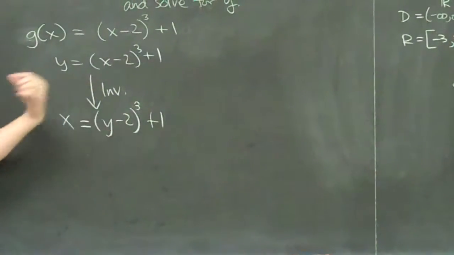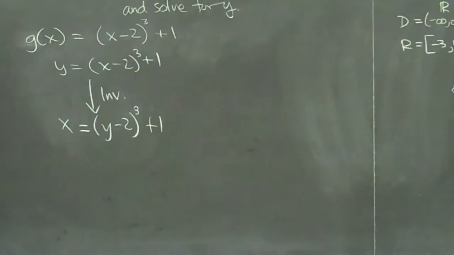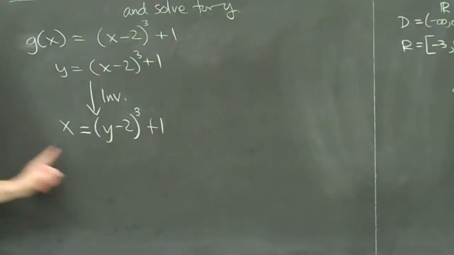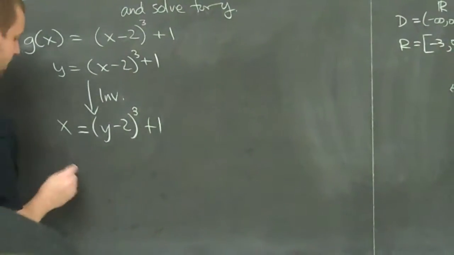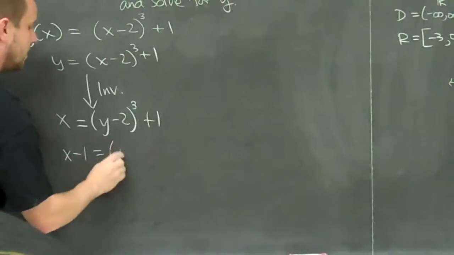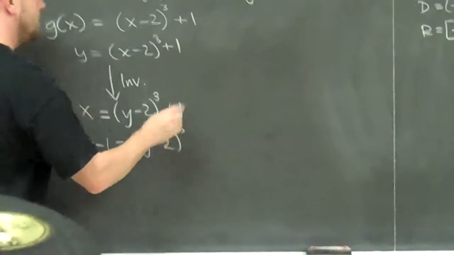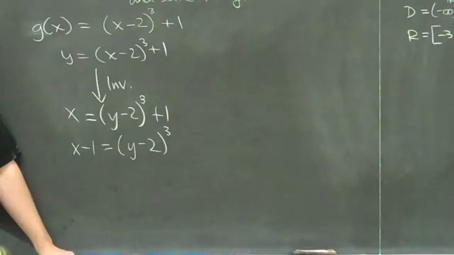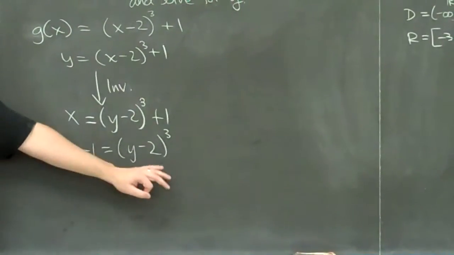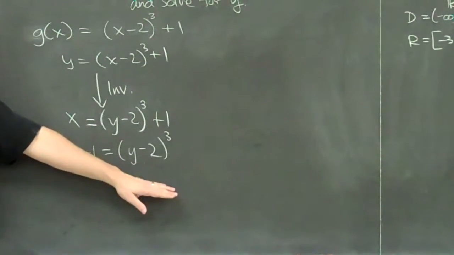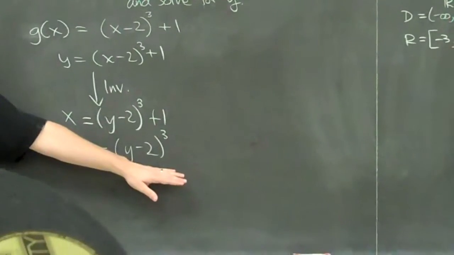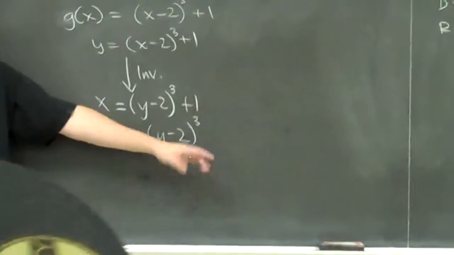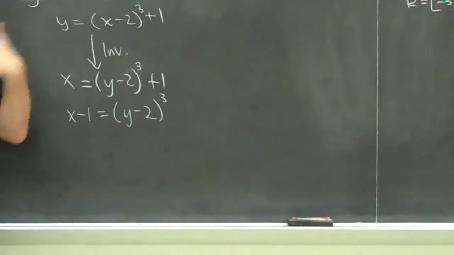So how do I get this y by itself? There's a couple steps. Yep, subtract the 1. So x minus 1 equals (y minus 2) cubed. And this showed up on your in-class test. How do I get rid of cubing? Raise both sides to the 1/3 power. Take the cube root one way or another.